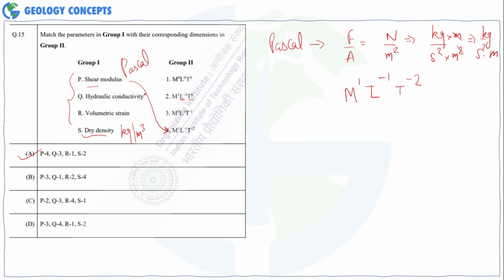Hydraulic conductivity has a unit of meter per second, which is velocity, and volumetric strain is, we can say, dimensionless or unitless, because it's just delta V upon V, in which both of the quantities have the same dimension or same units. Hence the relating dimension for this will be M0, L0 and T0.